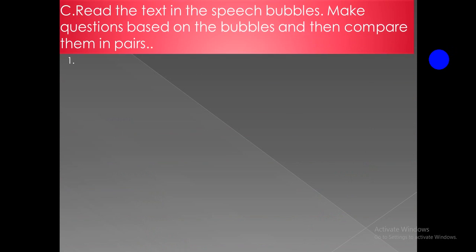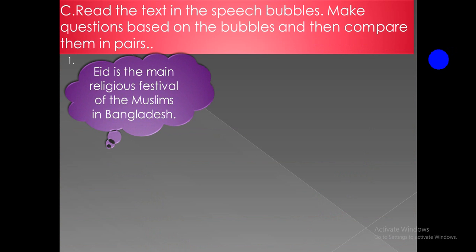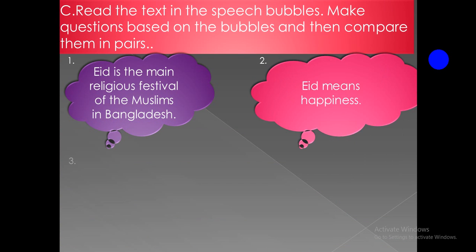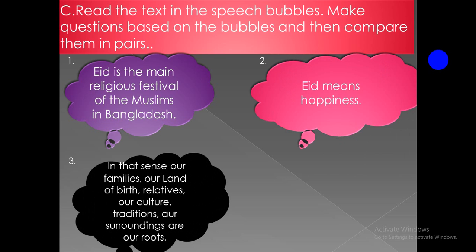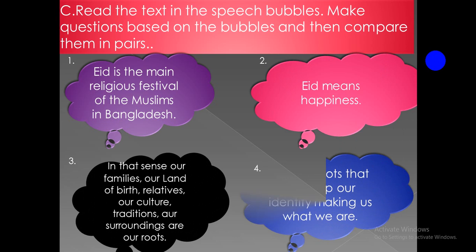Now let's move to activity C. There are some speech vowels. You have to make questions based on the speech vowels and then compare them in pairs. Since you are staying at home, pair work is not possible.